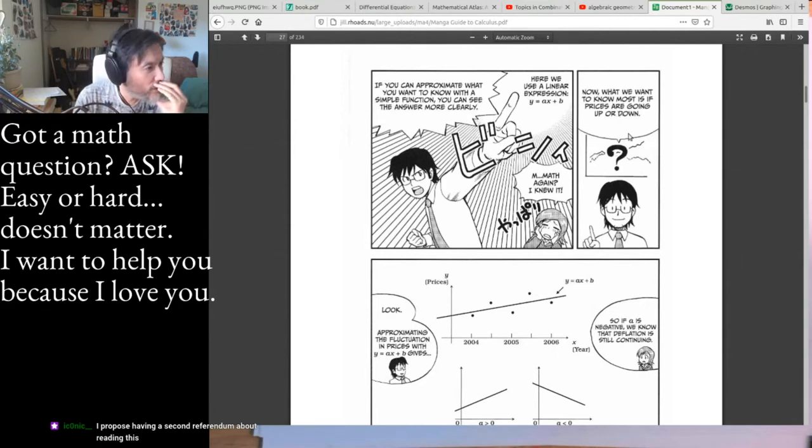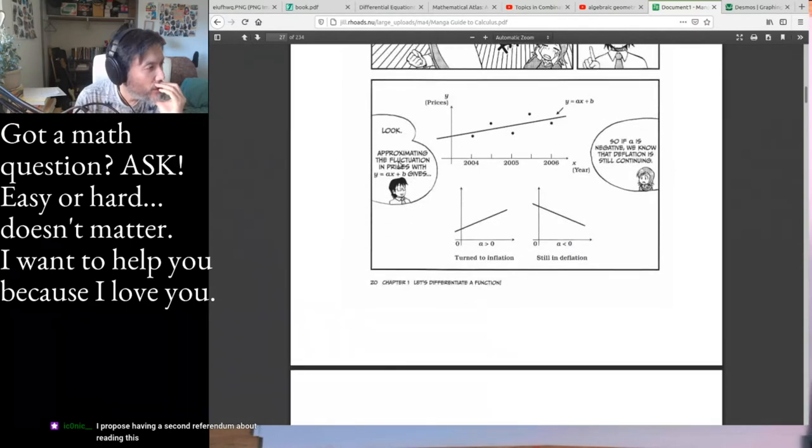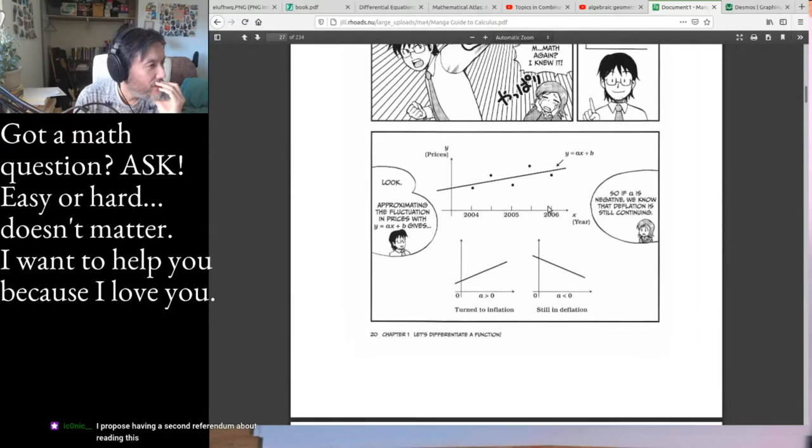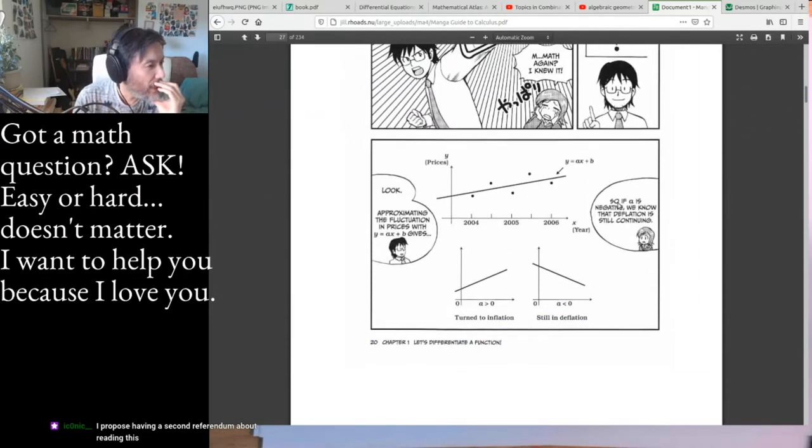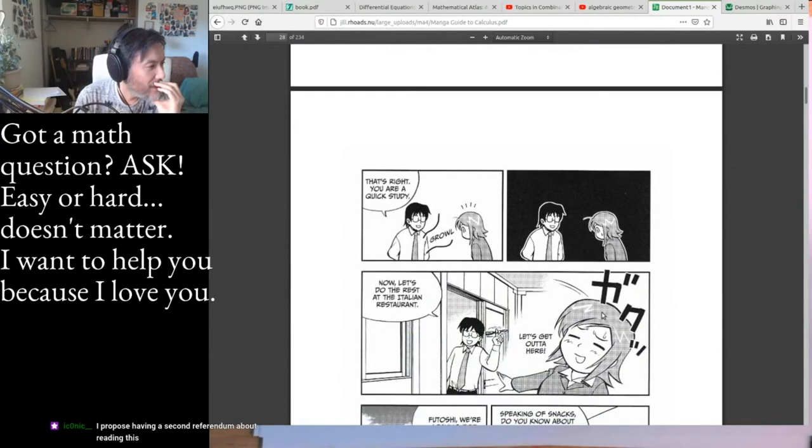Now what we want to know most is if prices are going up or down. Look, approximating the fluctuation in prices with y equals ax plus b gives... Okay, whatever. So if a is negative, we know that deflation is still continuing. That's right. You're a quick study.